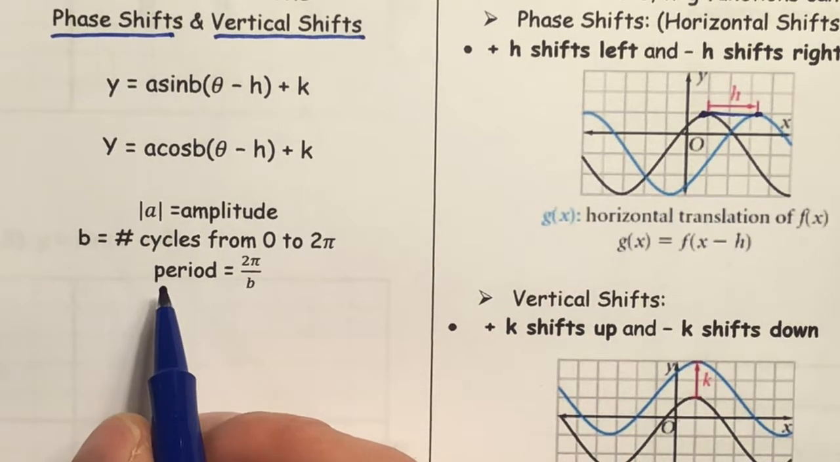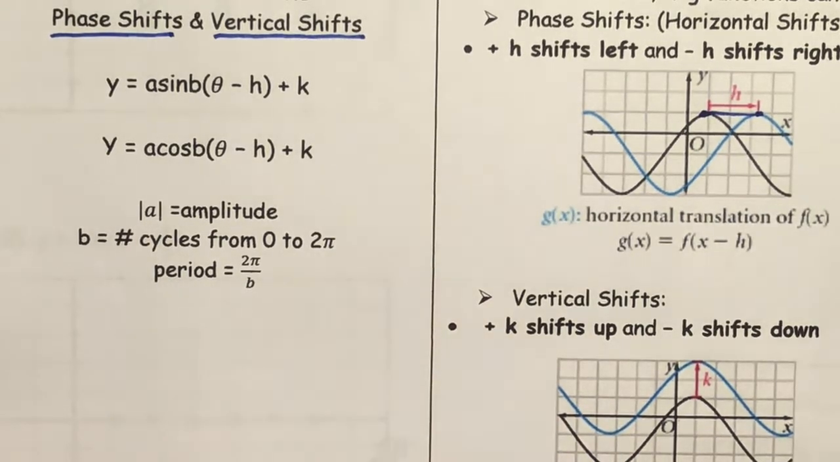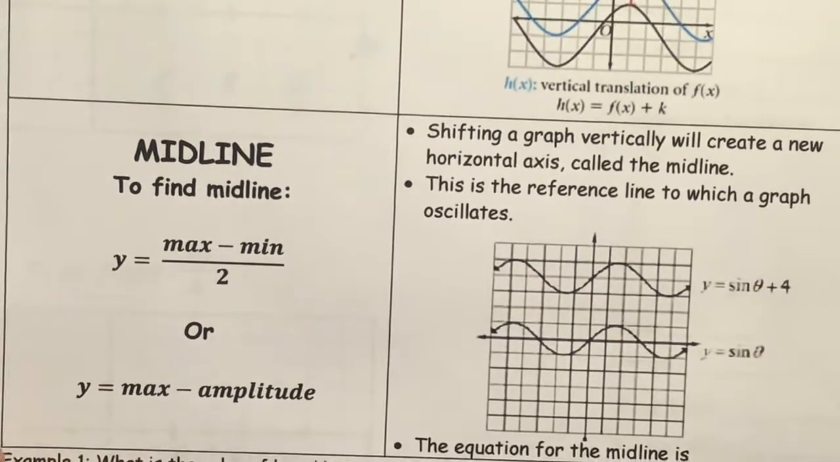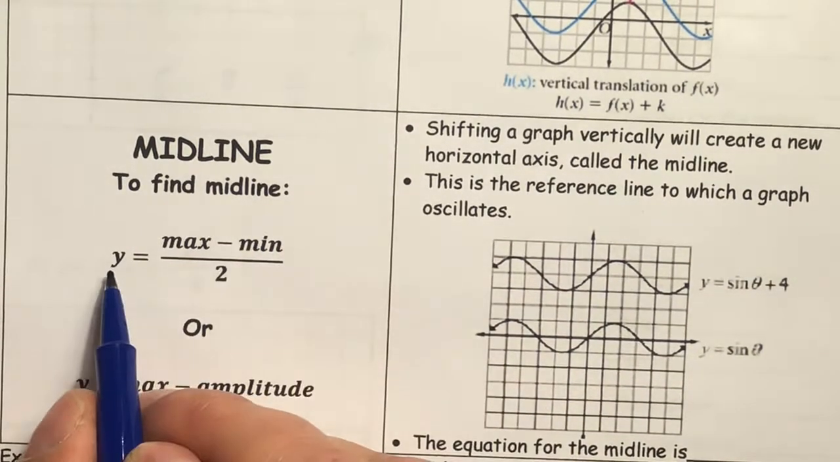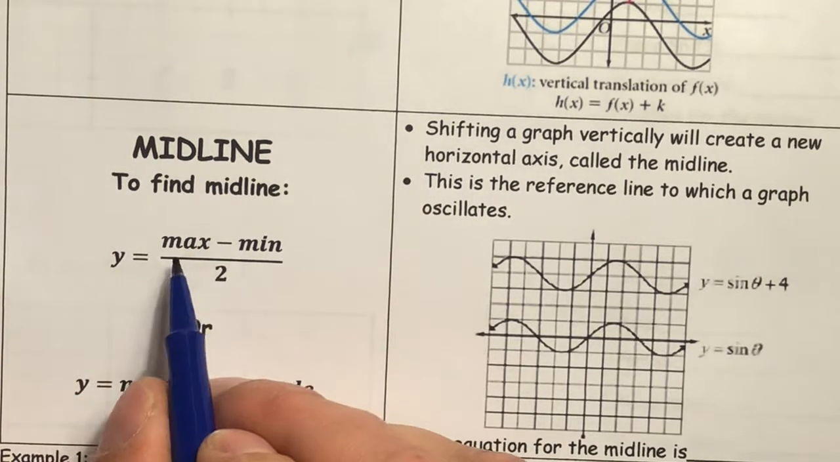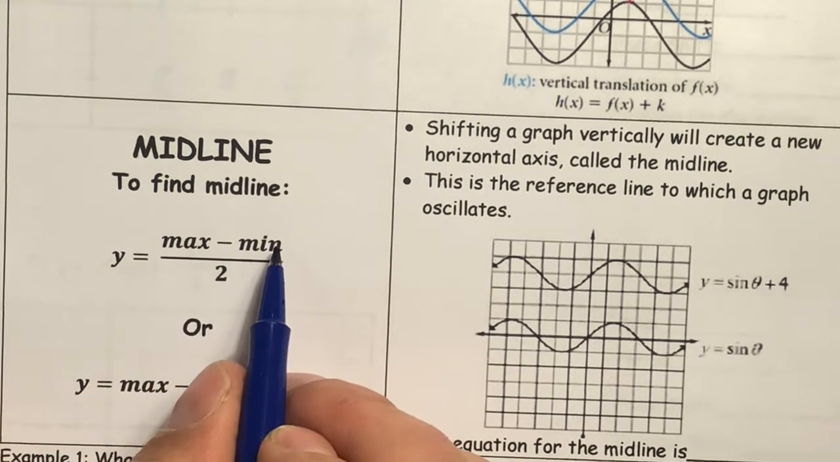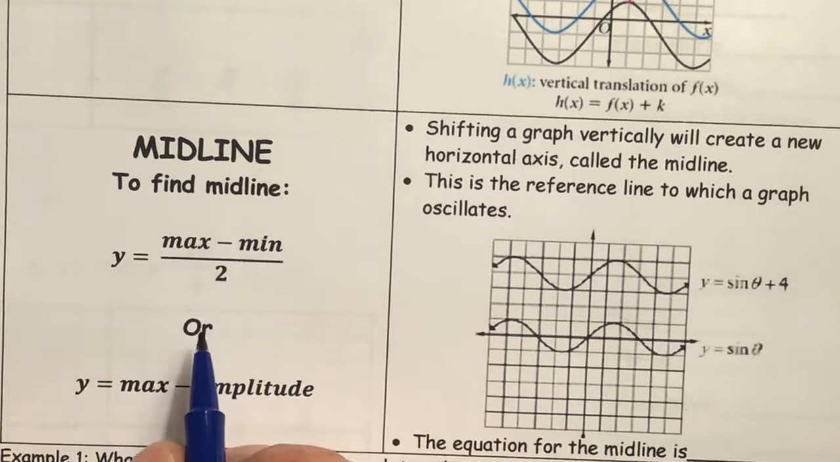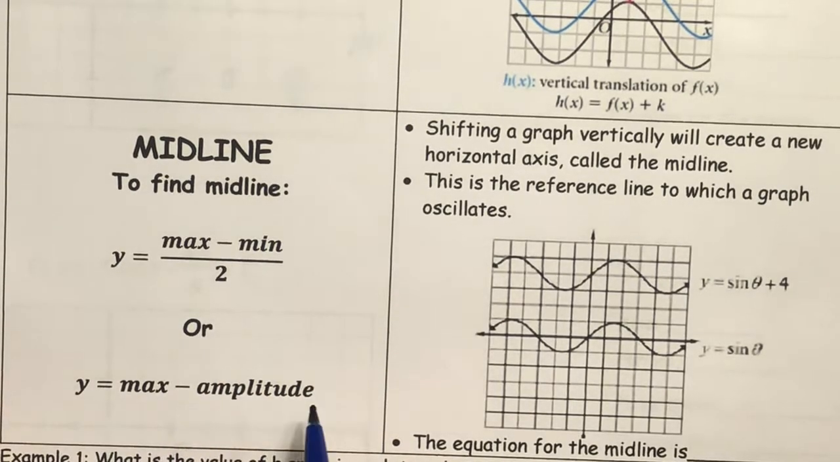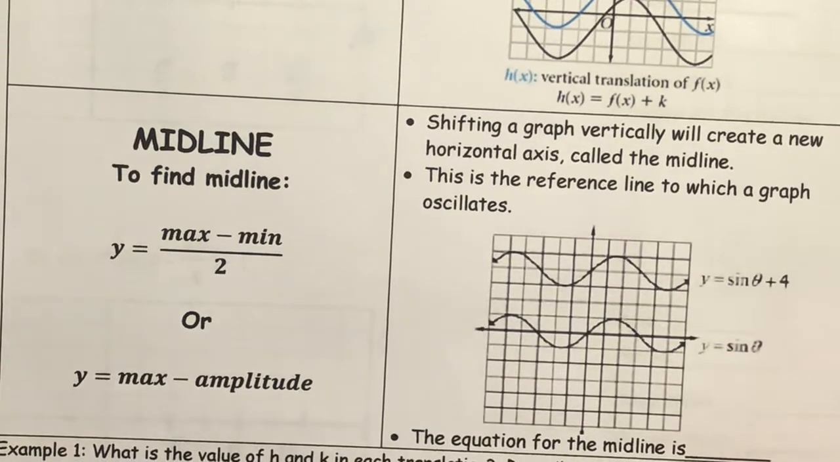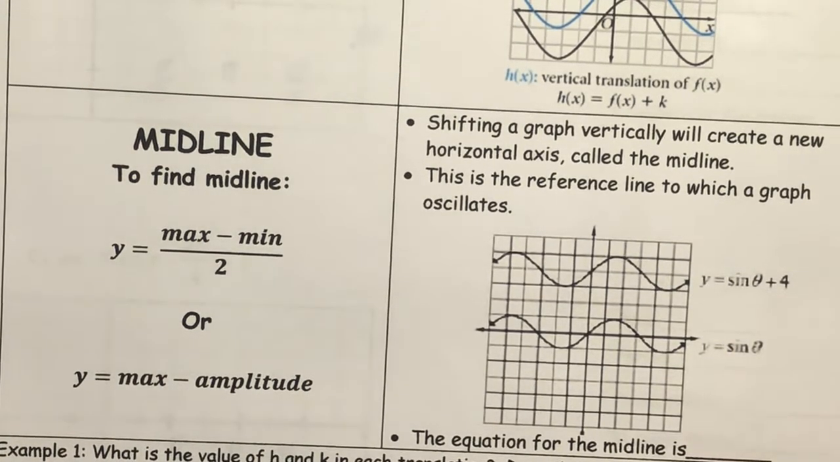And then the period, the length of one cycle. Couple formulas down here, guys, to find the midline. You can take y equals the max minus the min, divided by 2. Or y is equal to the max minus the amplitude. And we're going to use that here in a few examples. All right, so let's look down here.